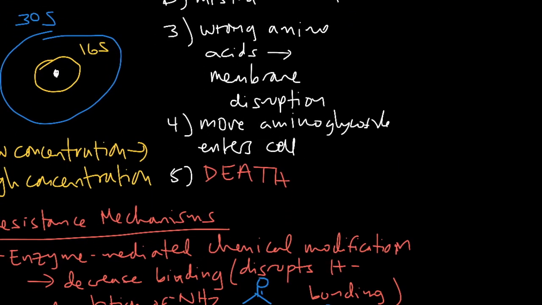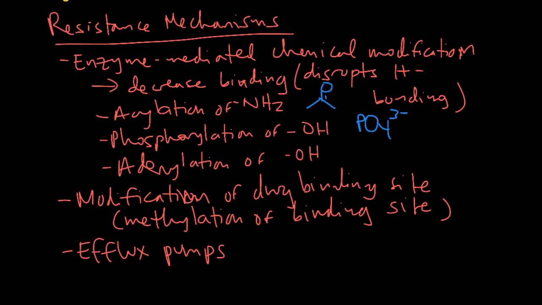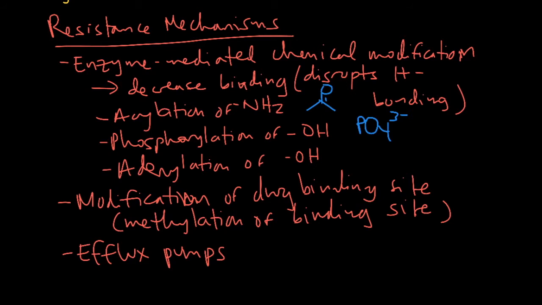Another way bacteria have developed resistance to aminoglycosides is by modifying the drug binding site. So bacteria have methylated, or added methyl groups to, the ribosomal binding site, the 16S subunit binding site, so that aminoglycosides can't fit, because if you add a methyl group, you push aminoglycosides out, and they can't fit into the binding sites anymore. And of course, bacteria have developed efflux pumps. So they pump the aminoglycosides out of the cell.